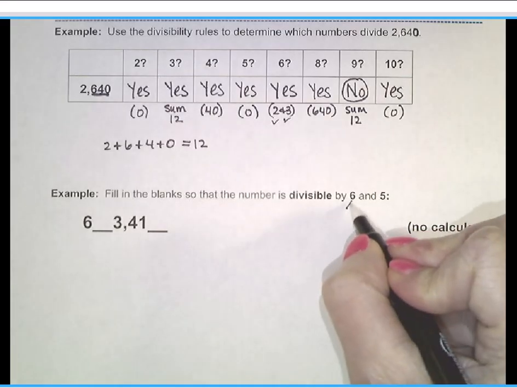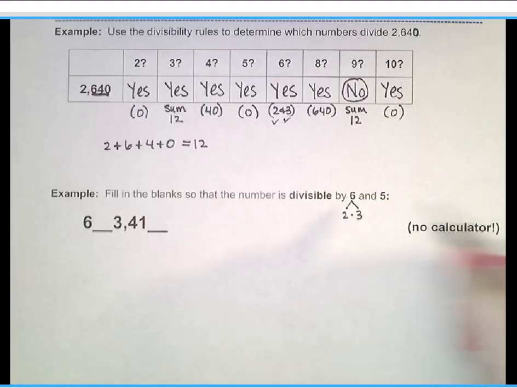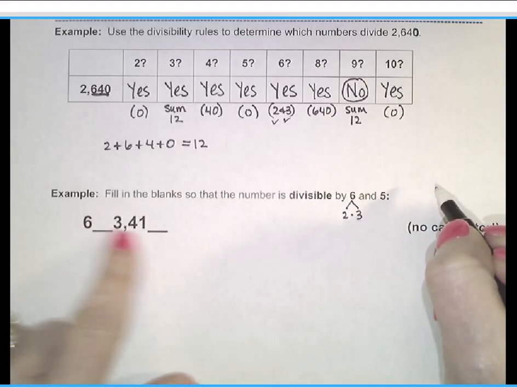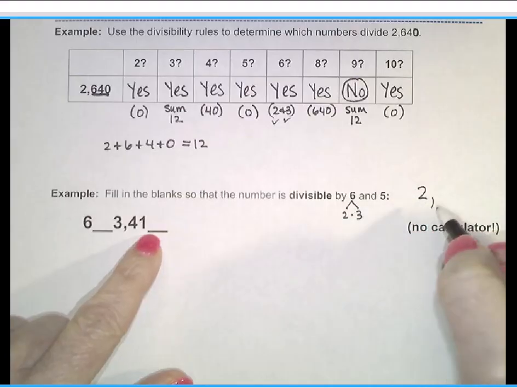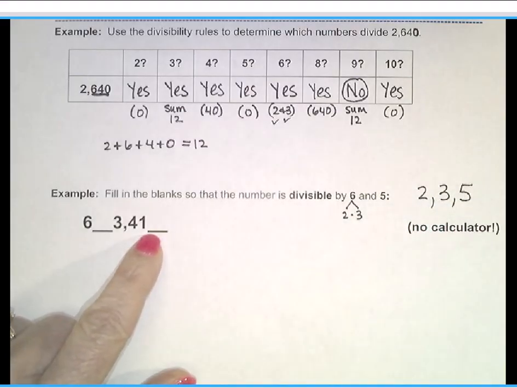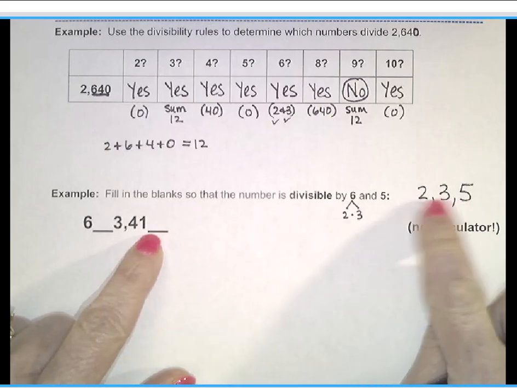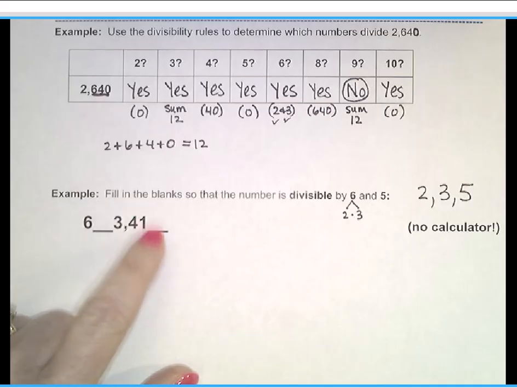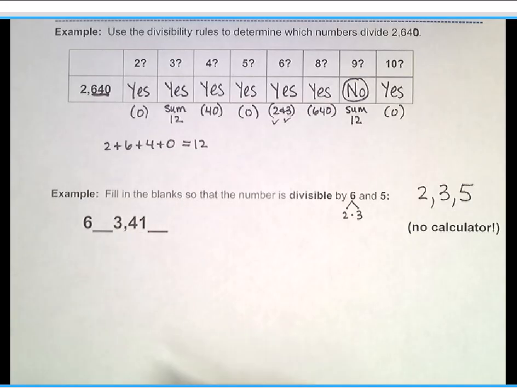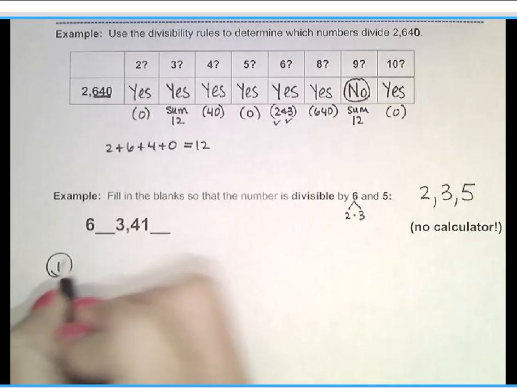So 6 is 2 times 3. So basically we need to make sure that this number we create is divisible by 2 and 3 and 5. Those are the 3 rules that we have to check. Now 2 and 5 only require that you look at the last digit. So let's see if we can figure out what the last digit should be. So this is going to be kind of like step 1.